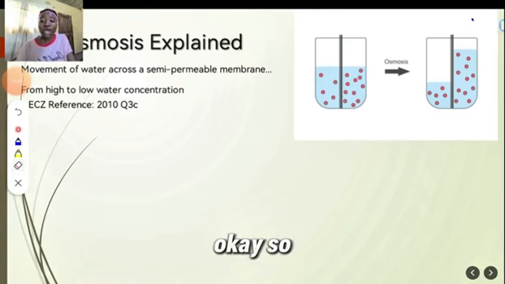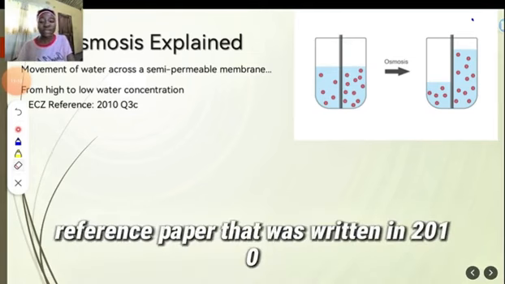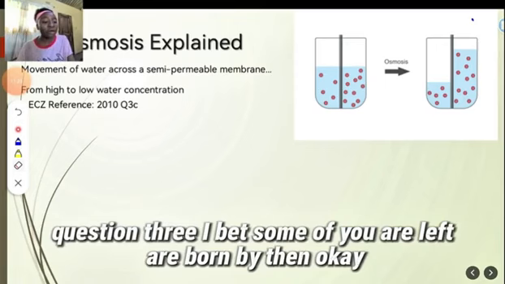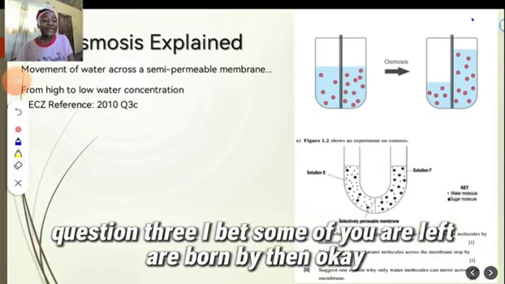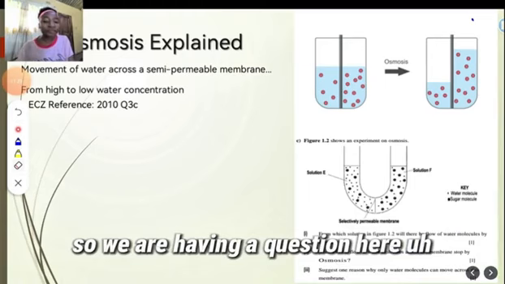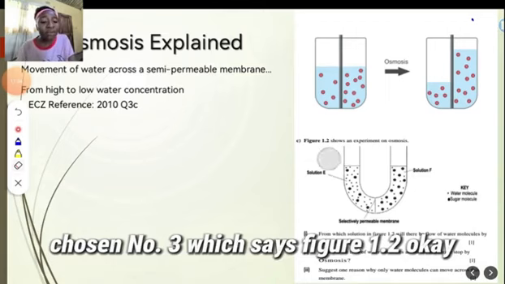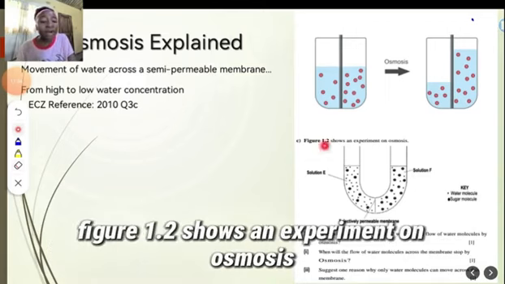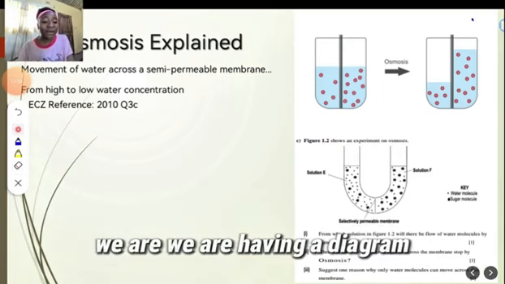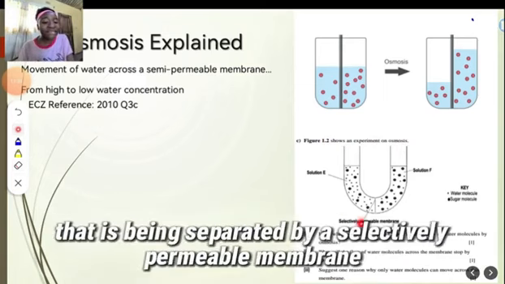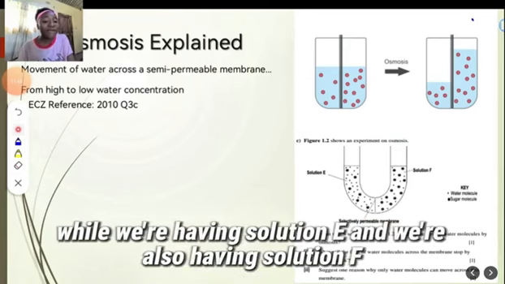Okay. So now we are going to look at the ECZ reference paper that was written in 2010, question 3. I bet some of you were not even born by then. Okay. So we are having a question here, question 3C, which says figure 1.2. Figure 1.2 shows an experiment on osmosis, where we are having a diagram that is being separated by a selectively permeable membrane, where we're having solution E and we're also having solution F.